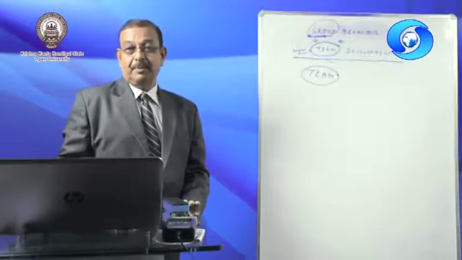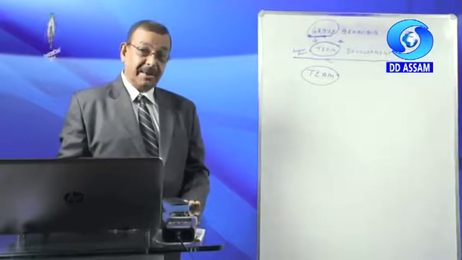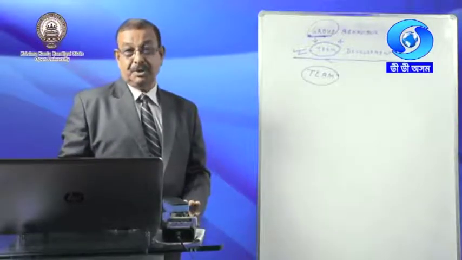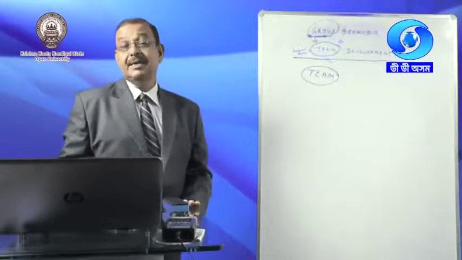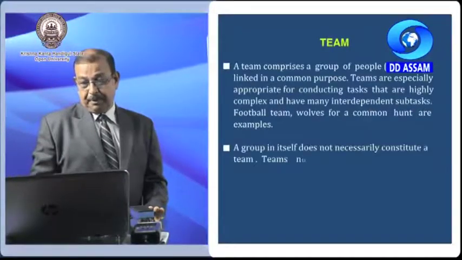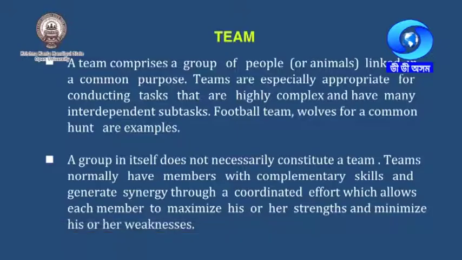So that team performance, and we can take the example of a football match, or we can take the example of a volleyball competition, a volleyball match. These are the examples of teams. So a team comprises a group of people or animals linked in a common purpose. Teams are especially appropriate for conducting tasks that are highly complex and have many interdependent sub-tasks. A football team, as I have stated, or wolves in a herd are examples.